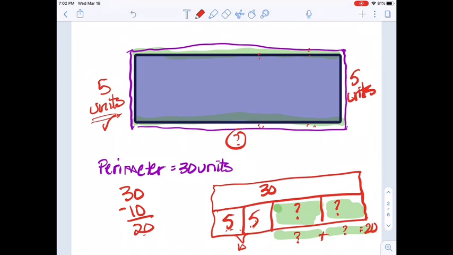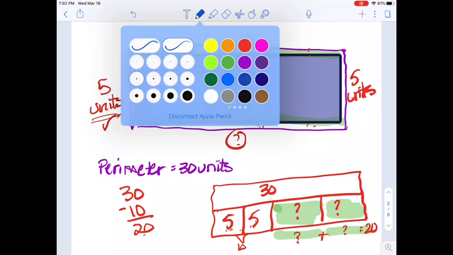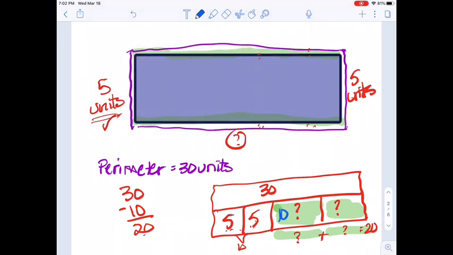10 plus 10. 10 plus 10 is 20. So let's try that out and see if it works. If this was equal to 10 units and this was equal to 10 units, or we put it on our diagram and said this is 10 units and this is 10 units. If I checked the perimeter of this figure, would I have a perimeter of 30?